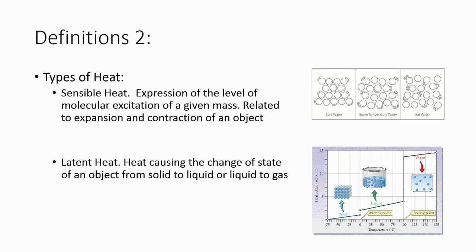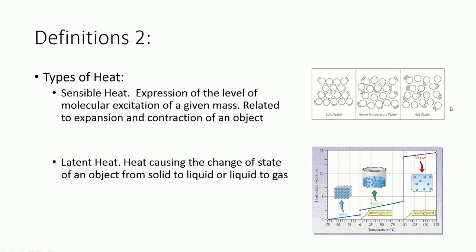So let's talk about two different types of heat. One type of heat is sensible heat. The other one is latent heat. Sensible heat means that it's molecular excitement in an object, so it causes something to expand and contract. Latent heat is heat that is absorbed into an element through the change of state.